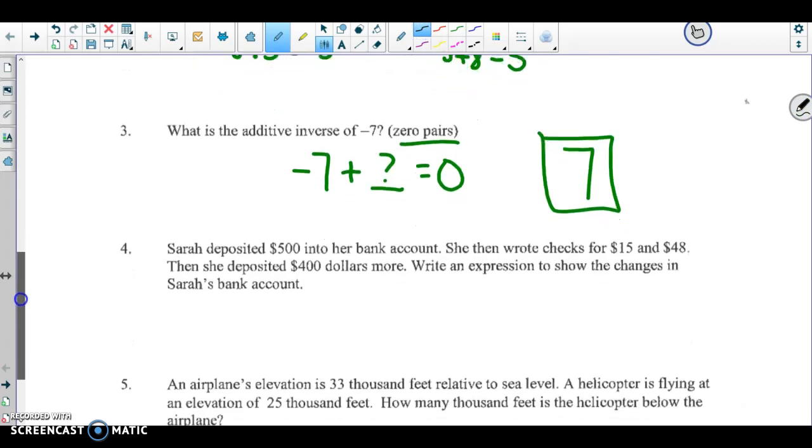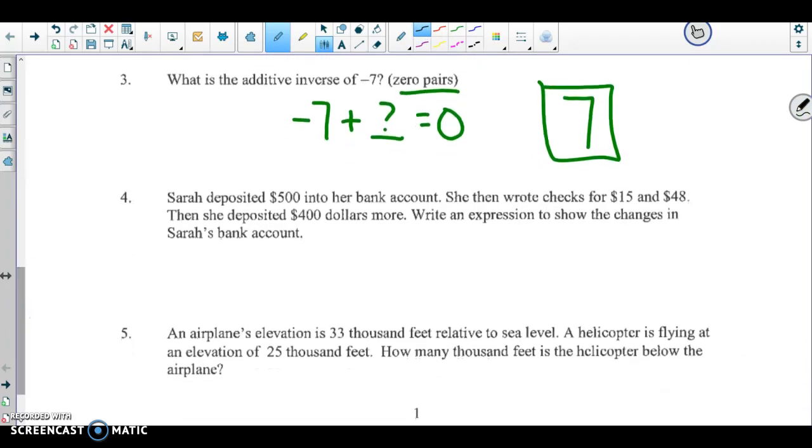All right, number 4. Sarah deposited $500 into her bank account when she wrote checks for $15 and $48. Then she deposited $400 more. Write an expression that shows the changes in her account. Well, when we deposit money, we add that in. So I'm going to start out with a positive 500.